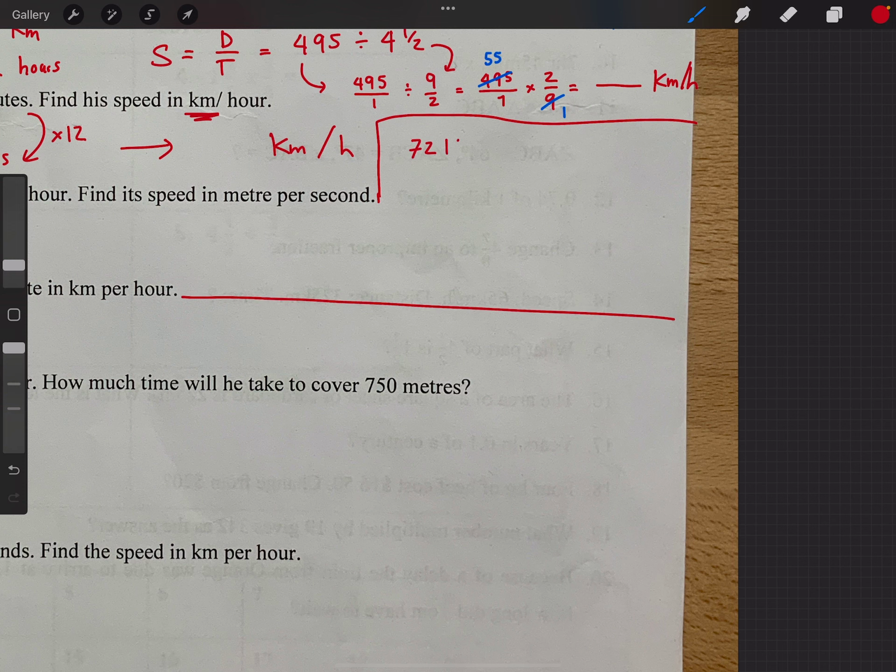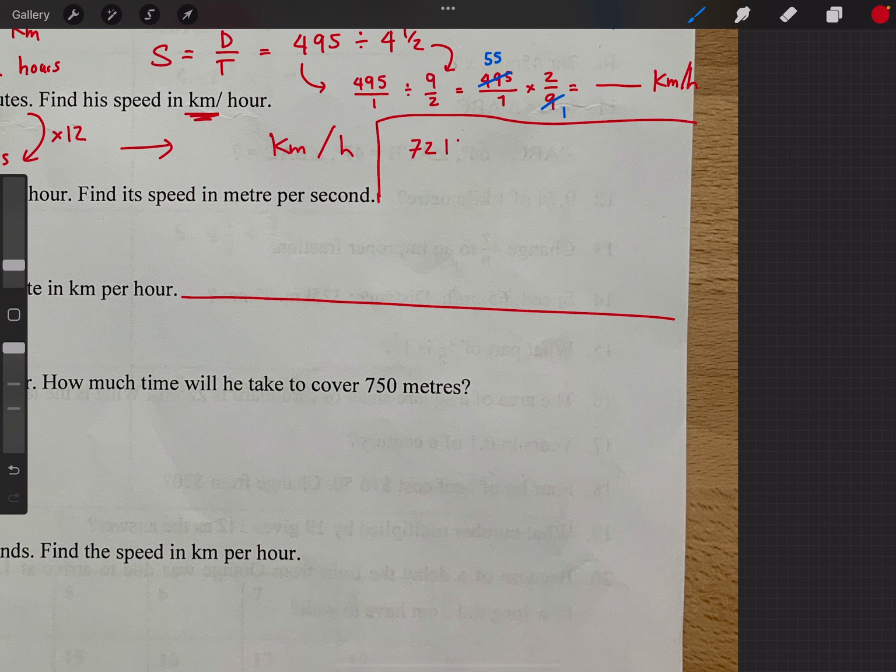Now remember that whatever answer you get in here, this is still in meters. You've got to change it to kilometers. So you're going to have to divide it by 1,000. So you're going to get something kilometers per hour. You have to work out that something.